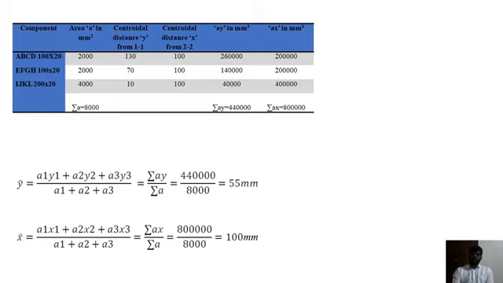The sigma AY we directly get from the table, and sigma A also we get from the table. That is equal to 4,40,000 divided by 8,000, which is equal to 55 mm.